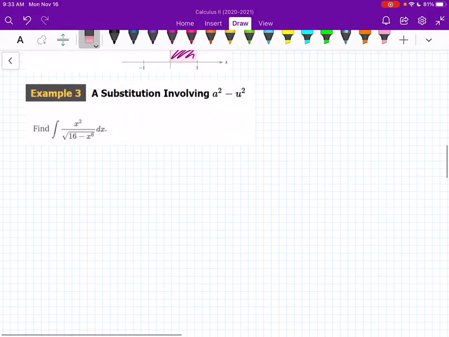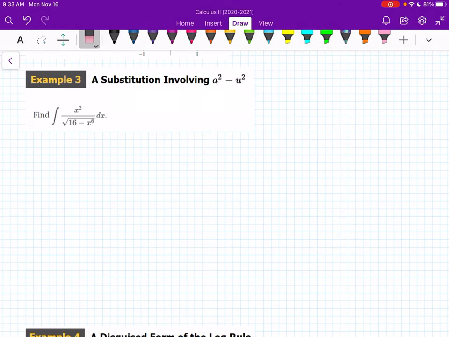Welcome back. All right, we're going right into example 3. So example 3, we want to find the integral of x squared over 16 minus x to the 6th. So if I look at this one, I'm going to notice that it is going to have a similar format to some of those trig, arc sine, arc cosine, arc tangent things.